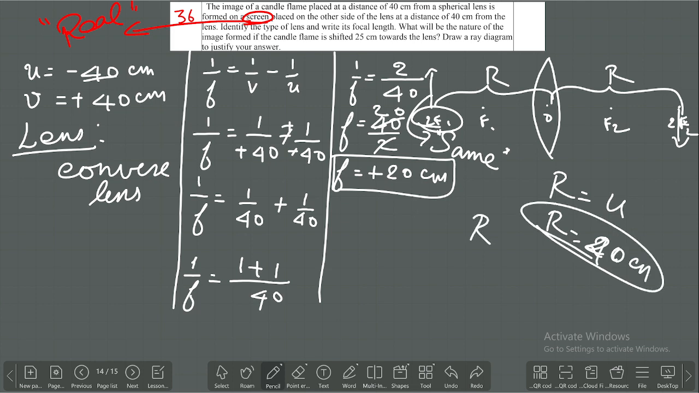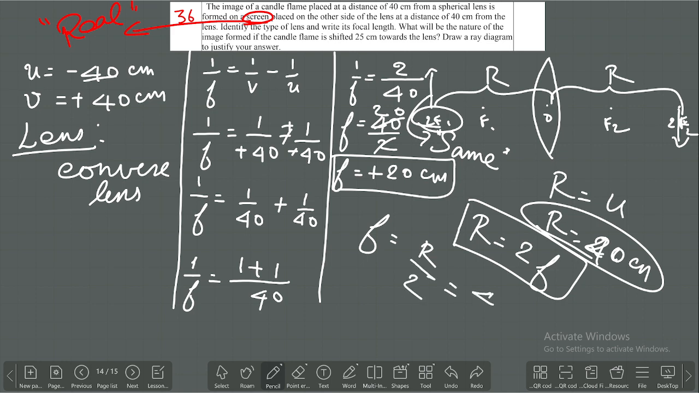If the radius is 40, what will be the focal length? The relation is R equals 2 into F. Therefore F equals R by 2. So what is the value of R? 40. 40 by 2 is going to be 20 centimeter. You can even prove it like this also.